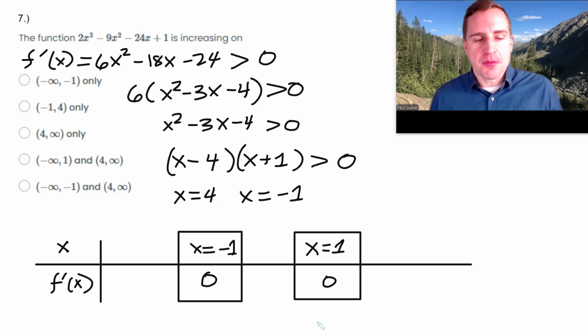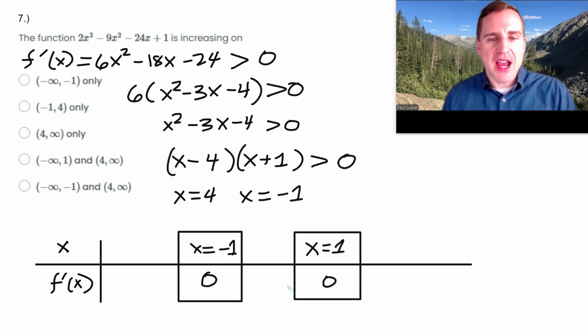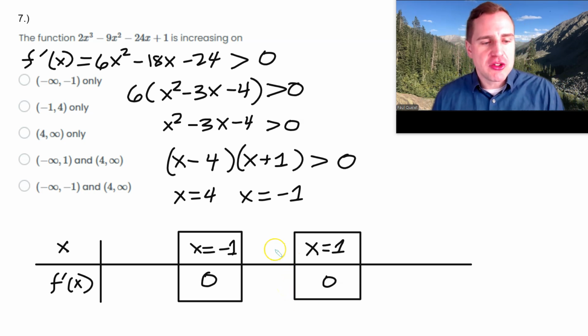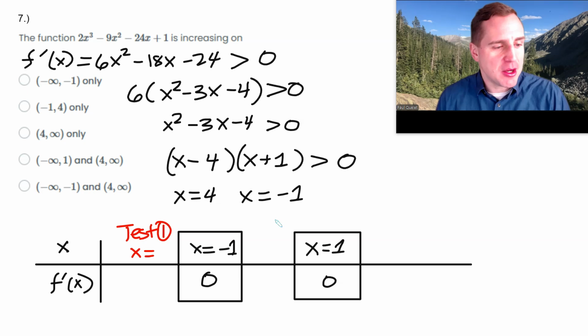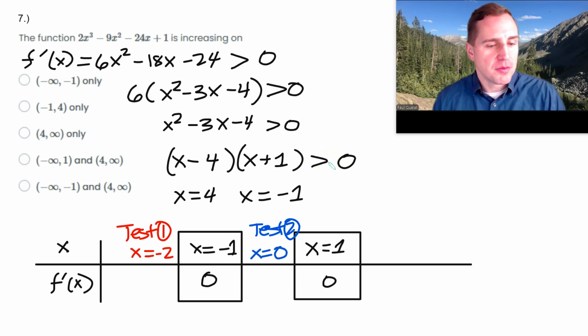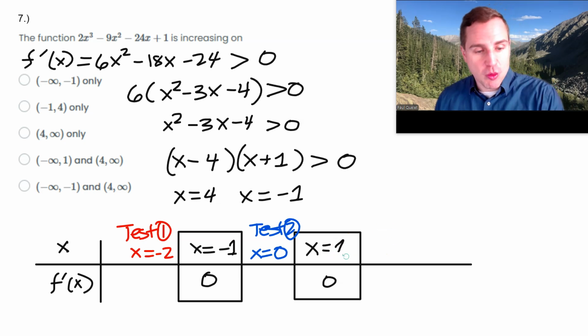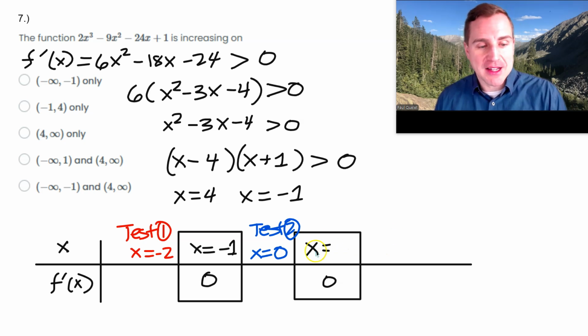Now, if we're looking for the sign of the derivative, what we just need is some test points. We need something to the left of x equals negative 1. So test point 1 is, let's say, x equals negative 2. Test point 2 is x equal to, let's say, 0. And by the way, some of you who are watching, hopefully you squawked at me. I should have had x equal 4.